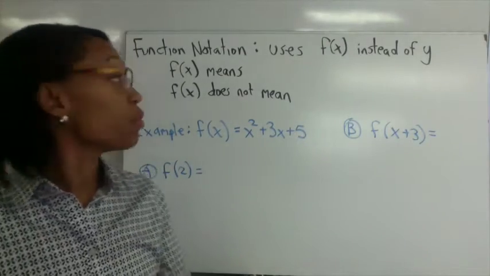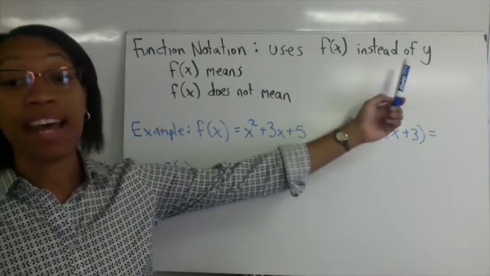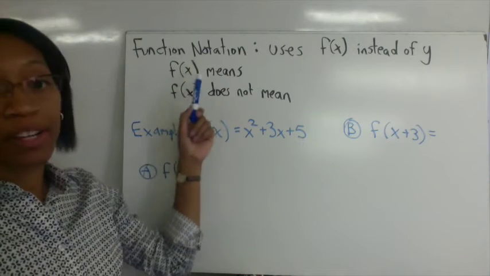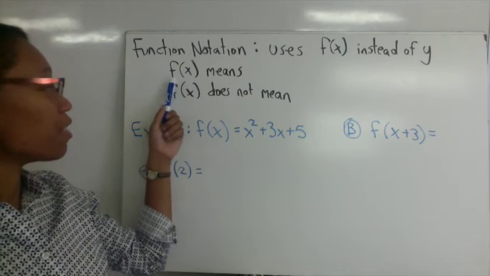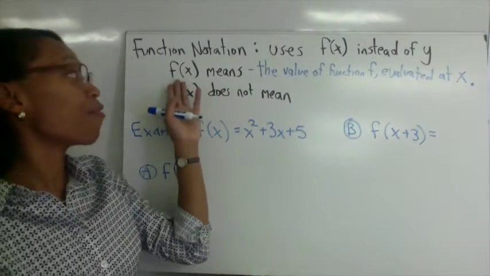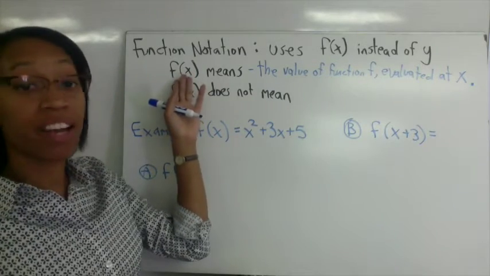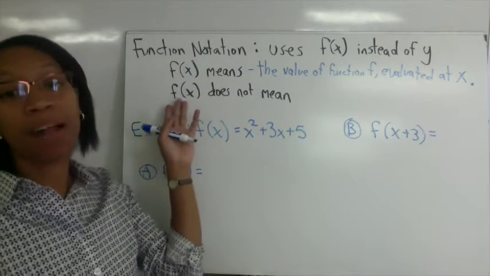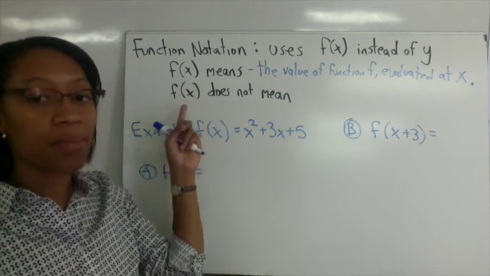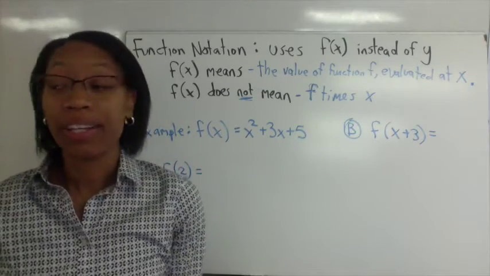Alright, so function notation. Function notation uses f of x instead of having a y. So when you see this symbol here, this means f is a function of x. Okay, so f is like the name of the function, and then x is what the function is evaluated at. However, this does not mean f times x. People might think, oh, parentheses, that means times. This does not mean f times x. Let's look at an example.